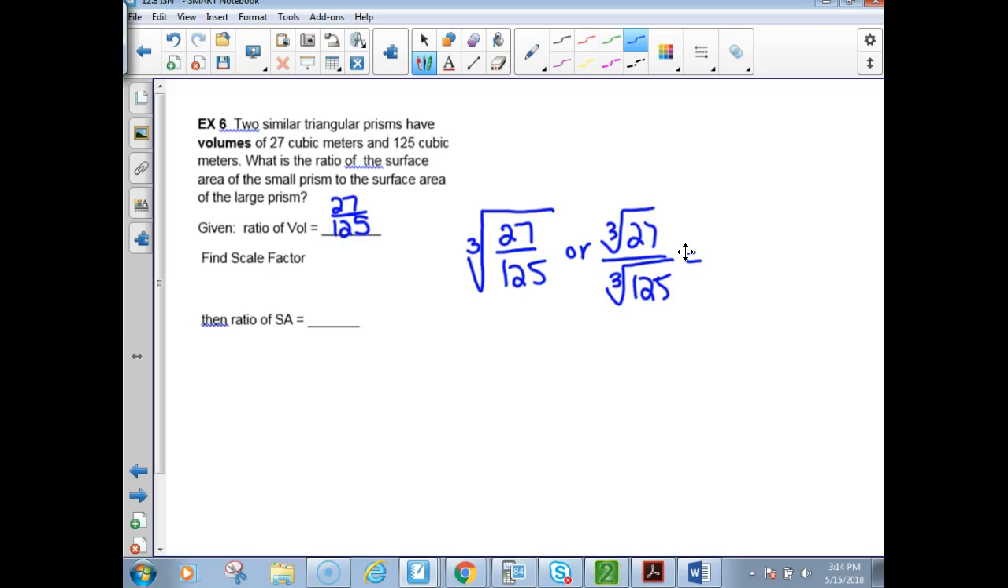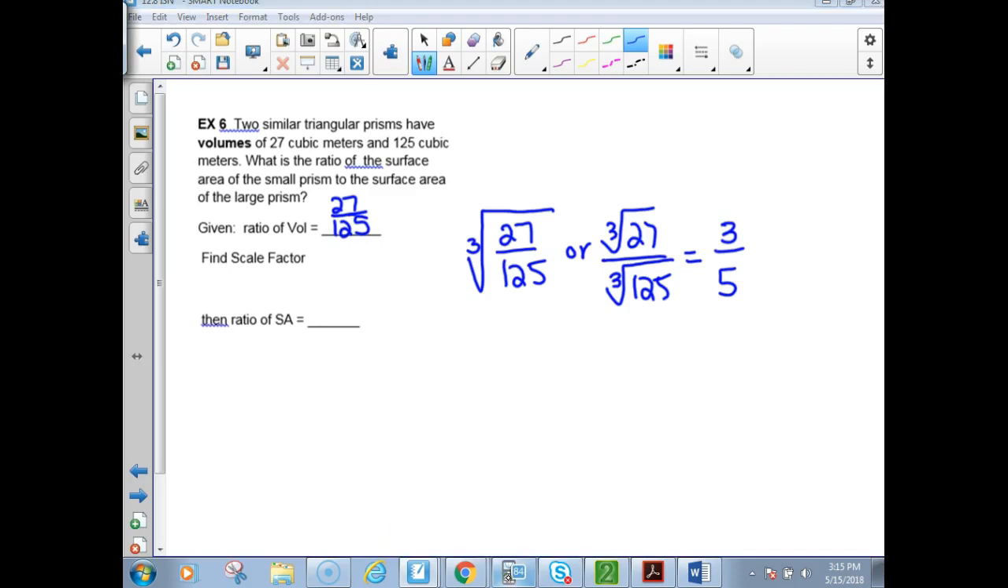Instead of cubing, which means multiply something times itself 3 times, you're uncubing. So what number did I multiply by itself 3 times to get 27? That would be 3. And what would you have had to multiply by itself 3 times to get 125? Just take a guess. Yeah, 5. There's only so many perfect cubes.